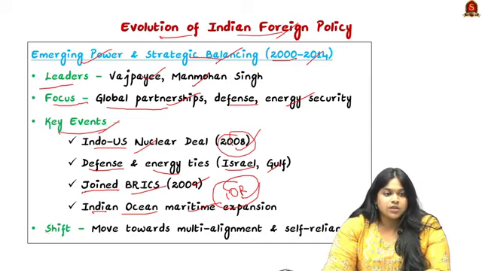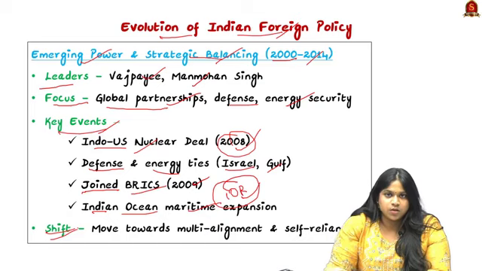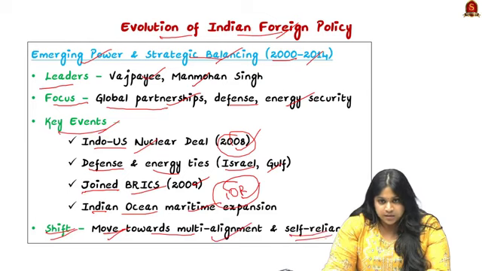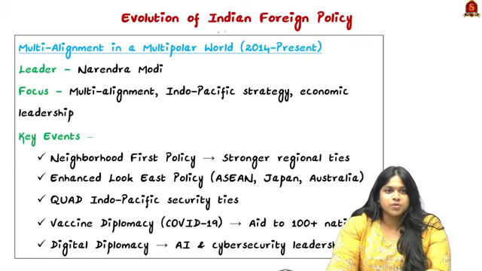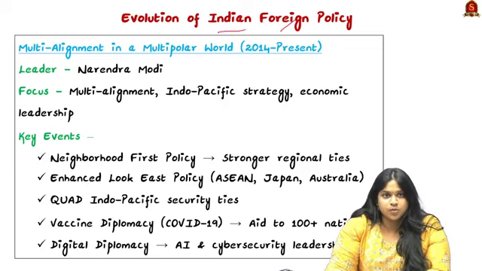So after this, it again led to a major shift after 2014, where we moved towards even more enhancement of multi-alignment and self-reliance as a country. So it led to a major evolution of our Indian foreign policy from 2014 till present, where we gave importance to multi-alignment in a multipolar world.